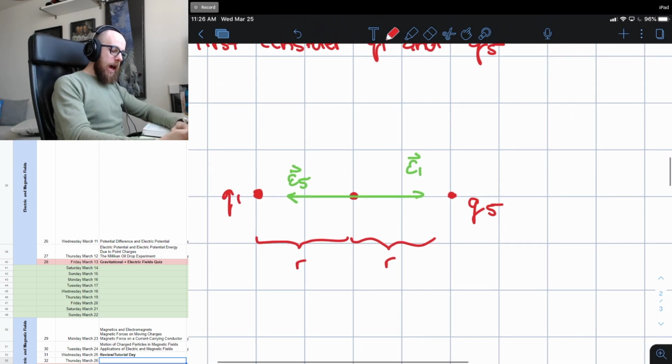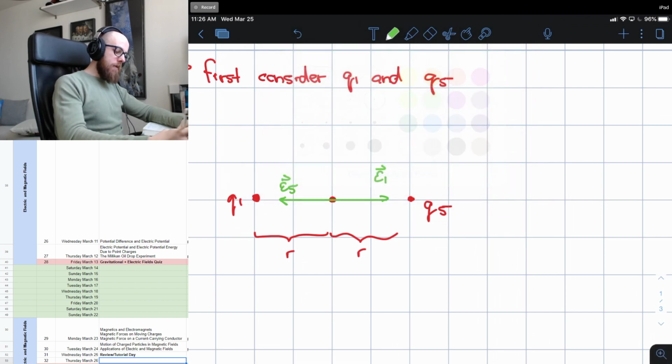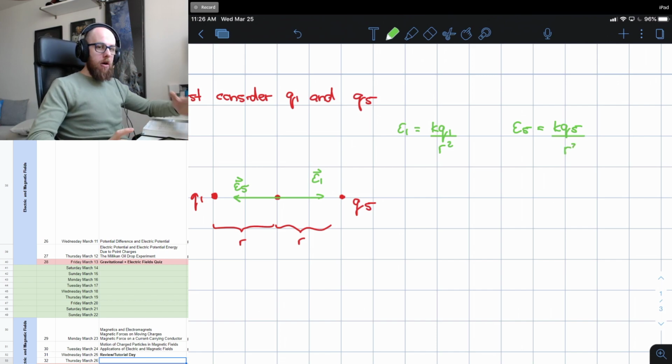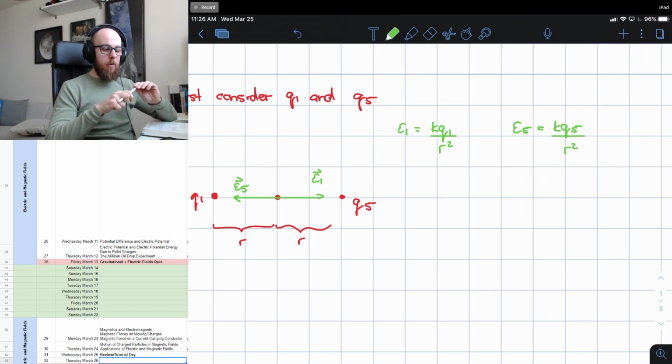Now, if we write down the formulas for the two electric fields we're dealing with here, E1 equals KQ1 over the distance between the charge and the origin, so that's r squared. And the electric field from the fifth point charge, E5, is equal to KQ5 over the same distance, r squared, because they're both r away from the origin.